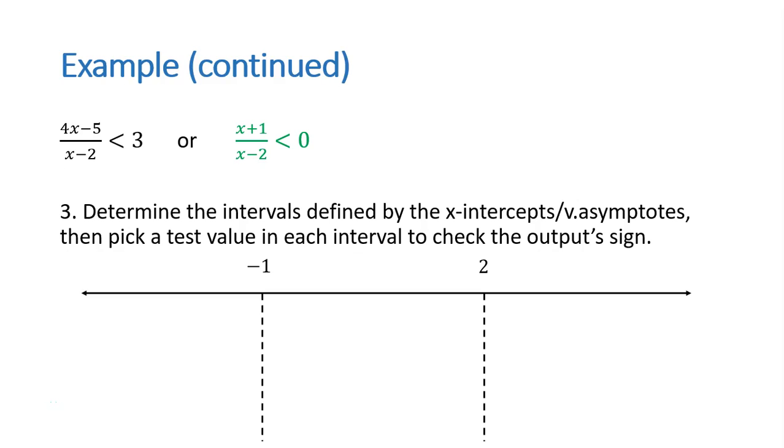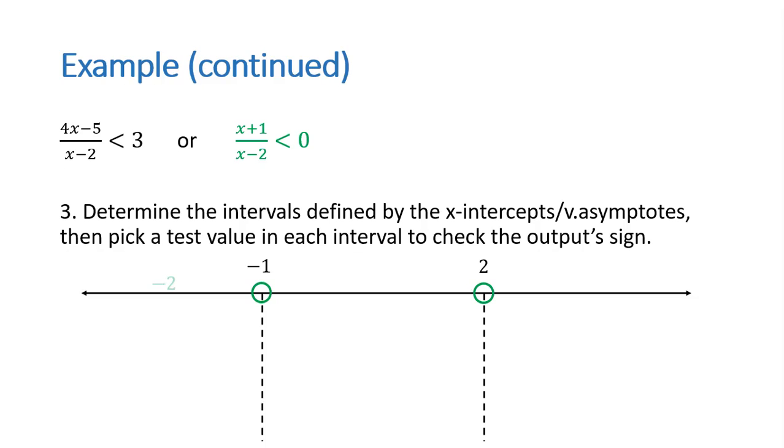So the inequality I'm solving is a less than. There is no equality as part of the inequality. So in this case, it means that neither of the endpoints are going to be included. Regardless of whether it corresponds to an asymptote or an x-intercept, neither endpoint is included because equality is not part of the particular inequality that I'm solving.